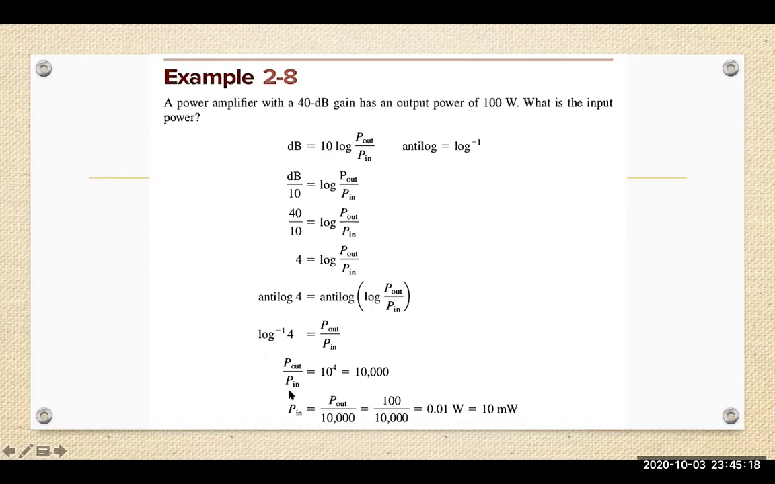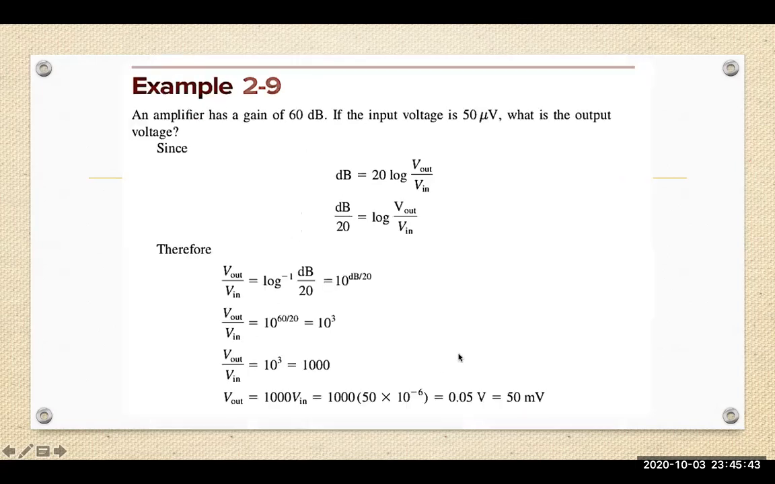Now to solve for the input, cross multiply. So power output, which is 100 watts, divided by the equivalent on the right-hand side of the power gain, which is 10,000. Now you have the power input equal to 0.01 watts, or if you were to express that in terms of the prefix milli, 10 milliwatts is the answer.